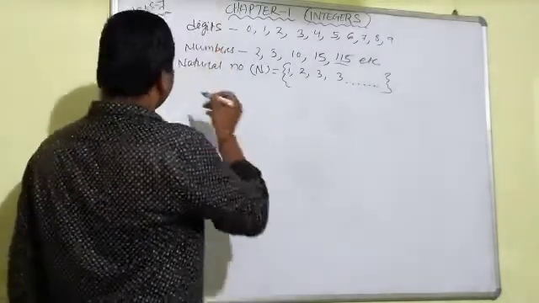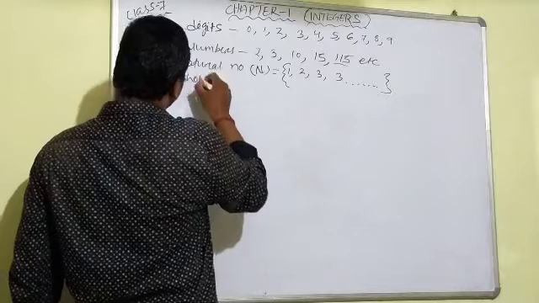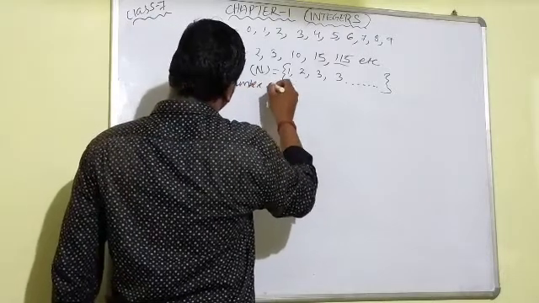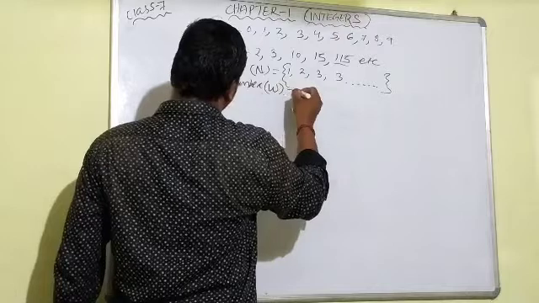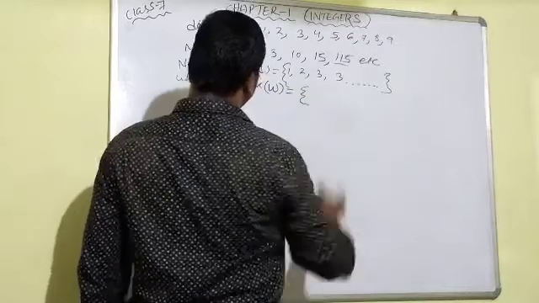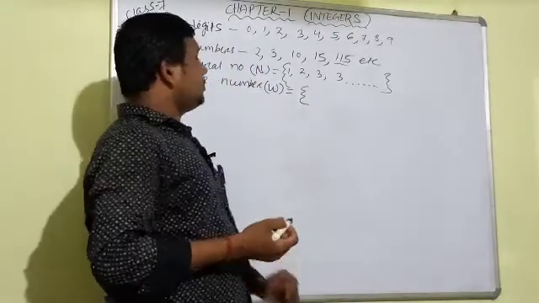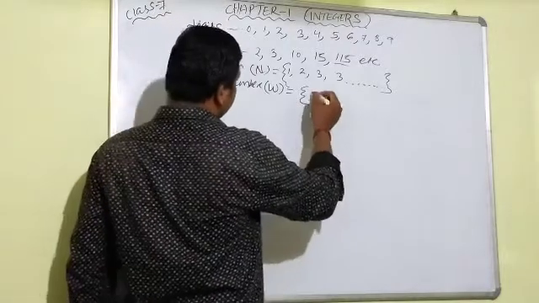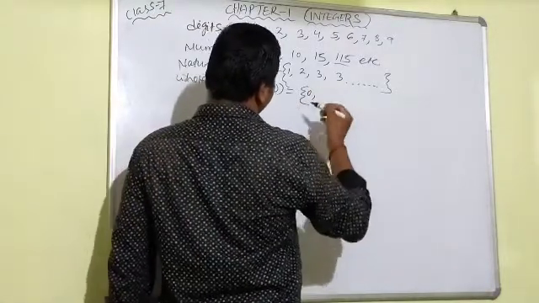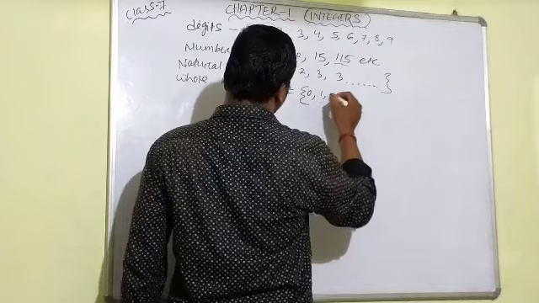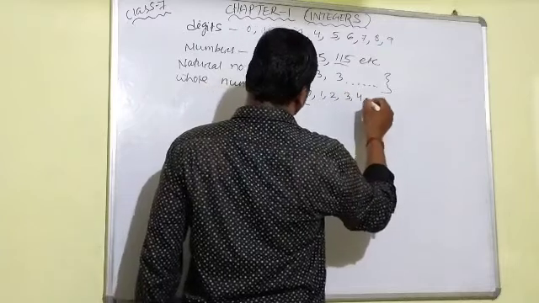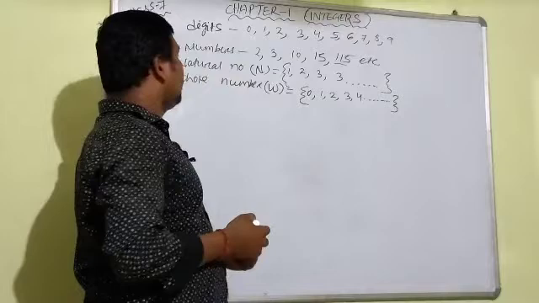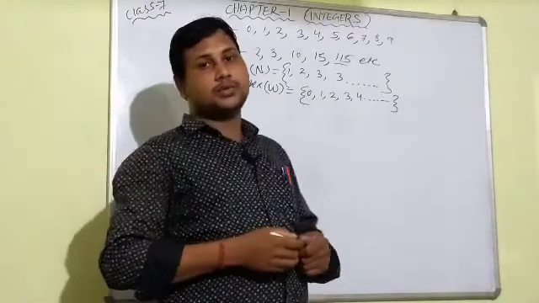Okay. Now we will say whole number. What is whole number? This can be represented as capital W. So we can say whole number is only adding 0 to the natural numbers. So 0 is the lowest whole number, then 1, 2, 3, 4, ... because there is no biggest whole number.